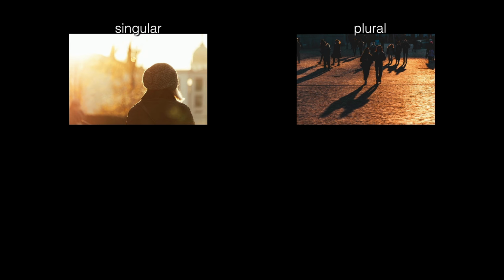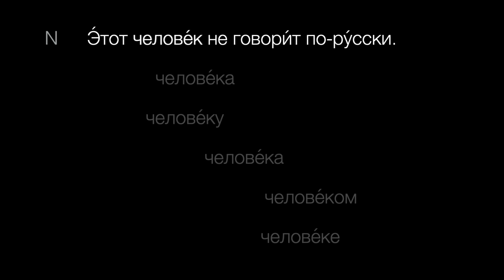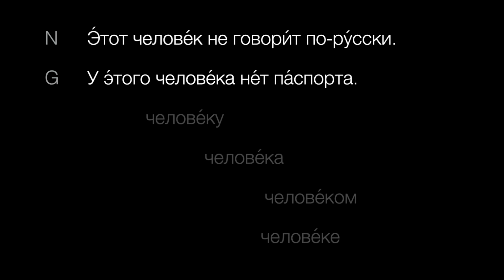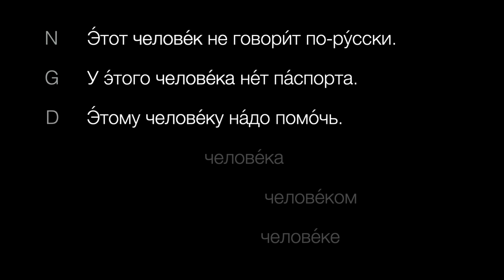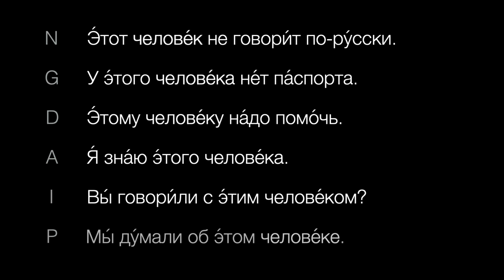One person is человек. That's the basic nominative singular form, and all the singular forms in other cases are formed from that root. Этот человек не говорит по-русски. У этого человека нет паспорта. Этому человеку надо помочь. Я знаю этого человека. Вы говорили с этим человеком? Мы думали об этом человеке.